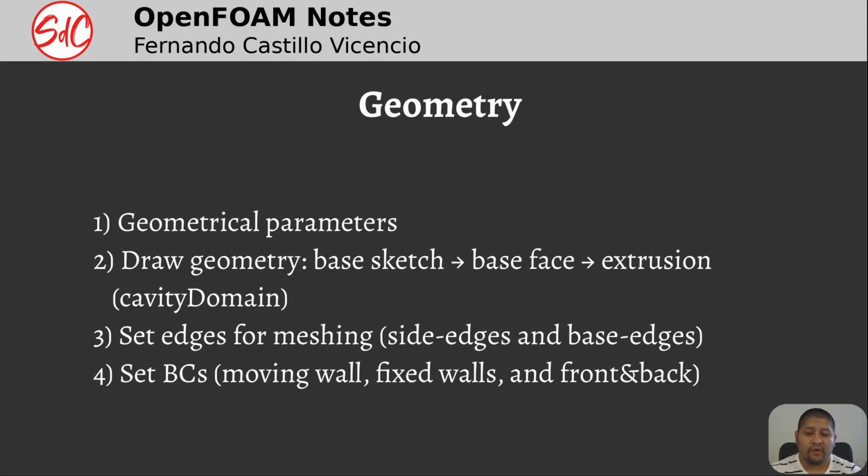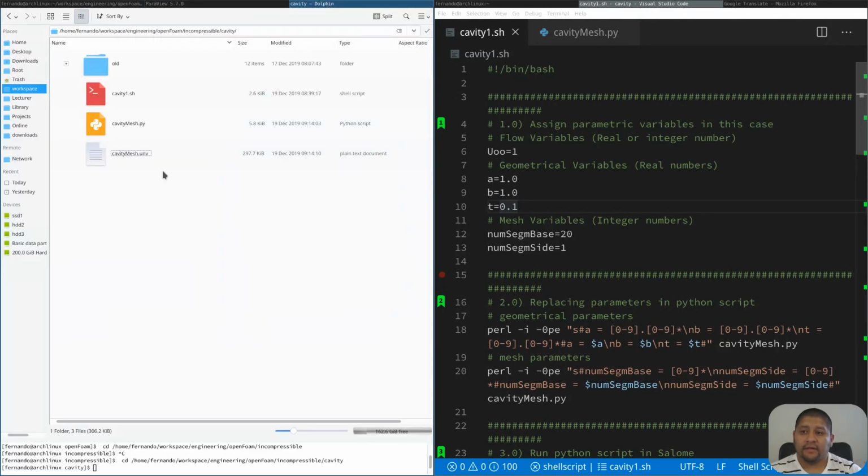Well, at this point, how is the geometry made? To begin, it should be pointed out that these 2 files will be used: the cavitymesh.py to generate the geometry and mesh, and the cavity1.sh to make the automation of the process. This other file is the cavitymesh.unv. This file is the mesh generated with Salome. Now, you can delete it. Well, now we will analyze the cavitymesh.py file.